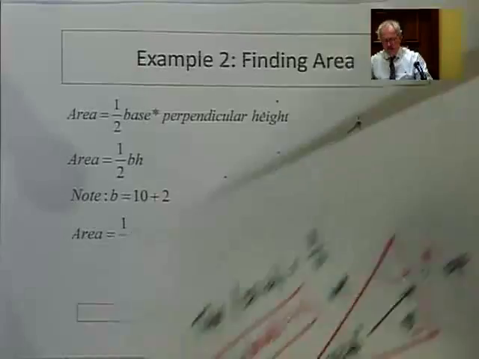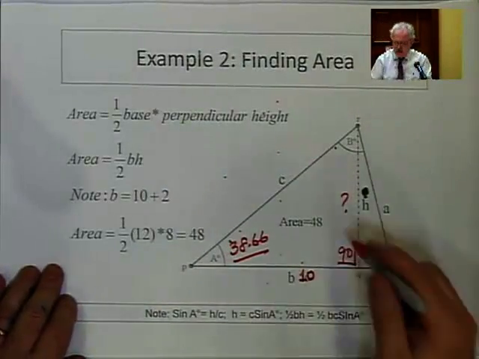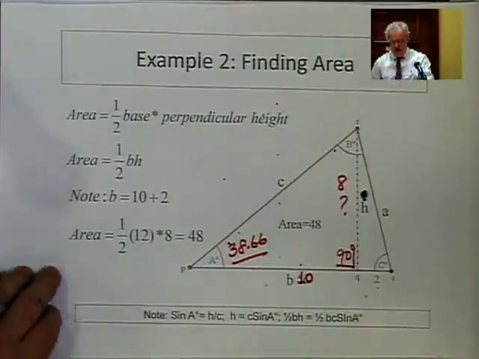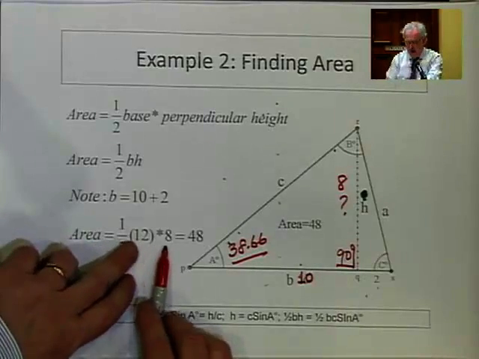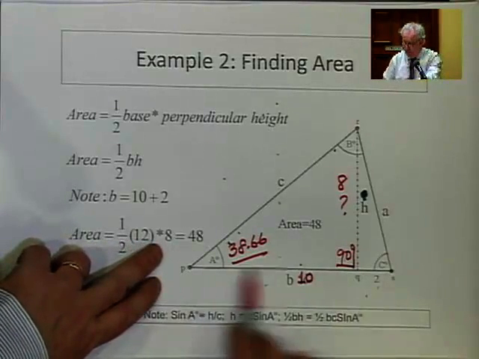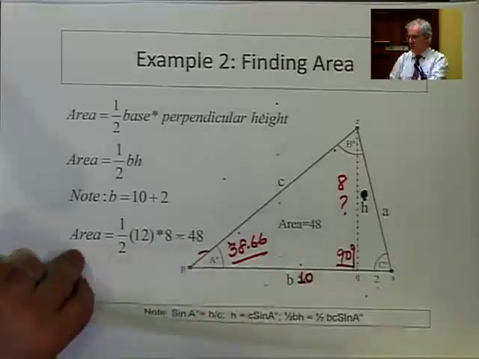Is that okay? So let's imagine that we then found that the height was 8. The area then is a half the base by the height, or the full base by the height, which is 8 by 48.